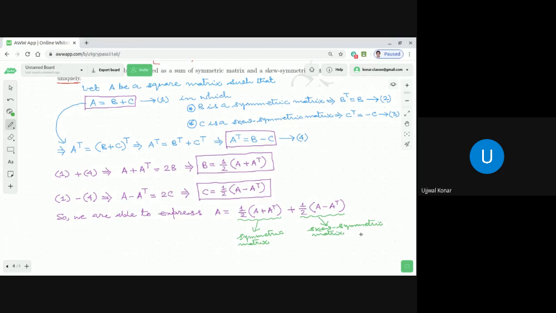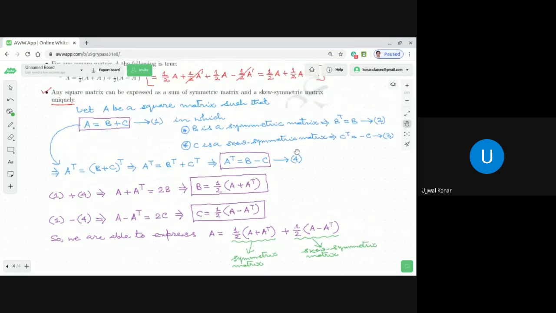So now the point is that when I mentioned the statement that any square matrix can be expressed as a sum of a symmetric matrix and a skew-symmetric matrix uniquely, we are done in that we are able to express A is equal to half of A plus A transpose plus half of A minus A transpose. So we are able to establish the first part. But how to establish the second part, that this is the unique way of representation?